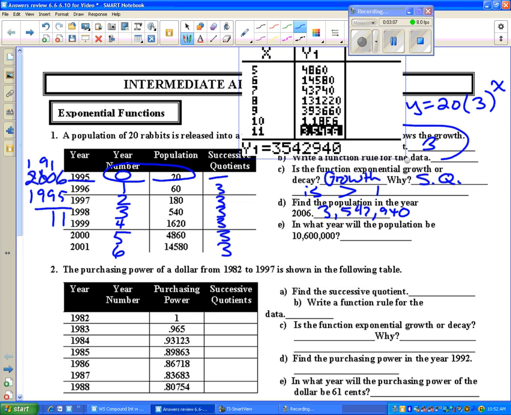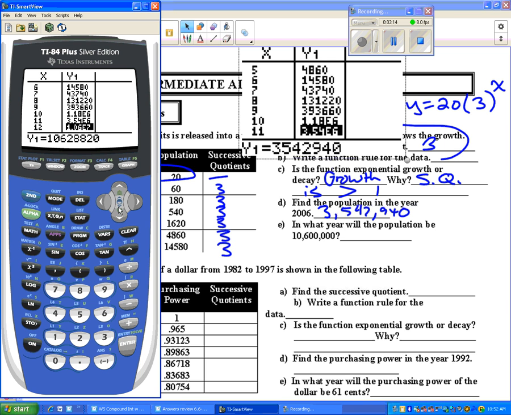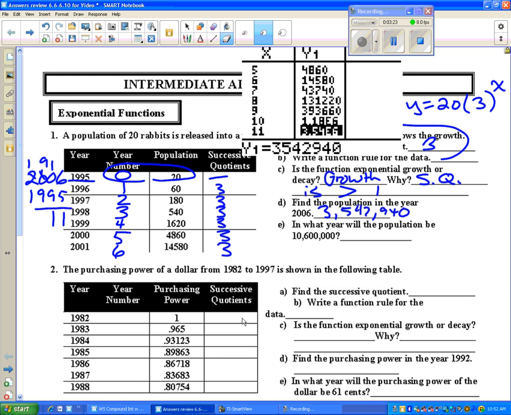And what year will the population be 10,600,000? Well, we can continue in our graph. That's 10,628,820. That is year 12. But that's the 12th year, which means I have to take 1995 and add 12. So that's 2007.